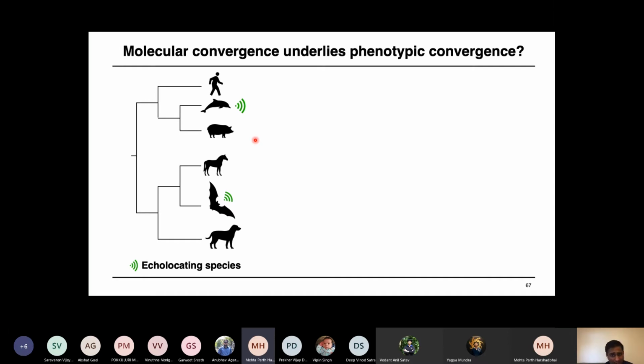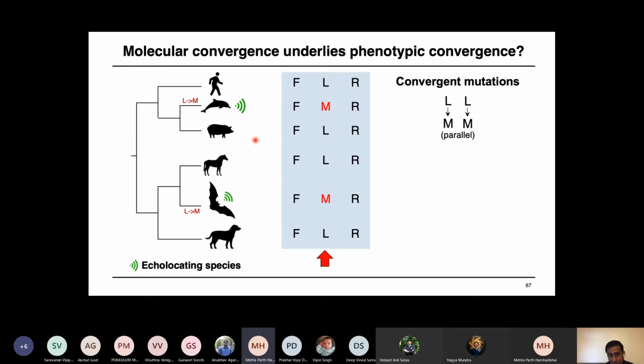And people have also wondered whether it has resulted from common or identical mutations that these have acquired in their lineages. This is, by the way, the evolutionary tree, so you can see that they are independent. What I mean by convergent mutations is, for example, there was an amino acid L over here in one of their positions, and they both independently changed it to an M, and that helped improve their hearing or something, and really helped them develop a trait like echolocation. So, in other words, does molecular convergence underlie phenotypic convergence?